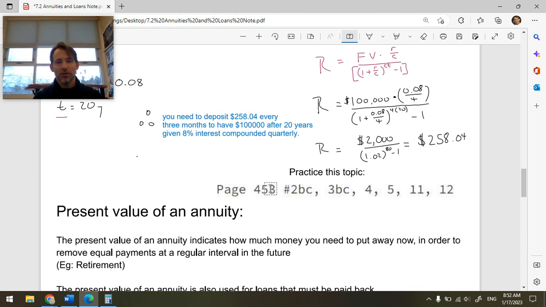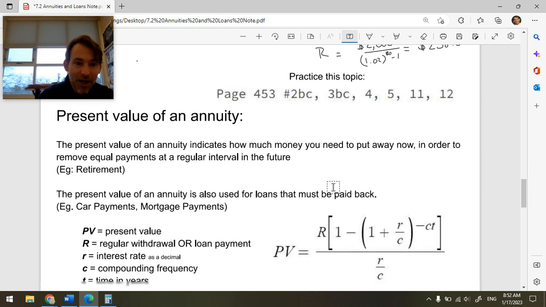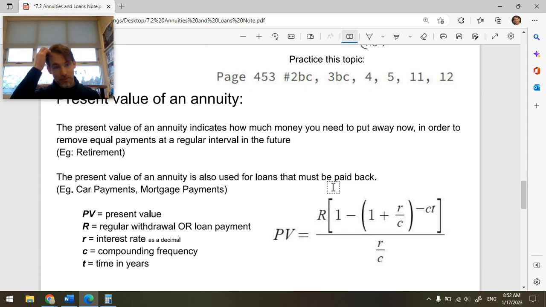All right. So here's some textbook practice that you can do. You can also practice in Desmos. But now let's take a look at present value of an annuity. Sometimes we do the same thing that we just did, but backwards in time, where we want all the money now and we'll pay for it in the future.